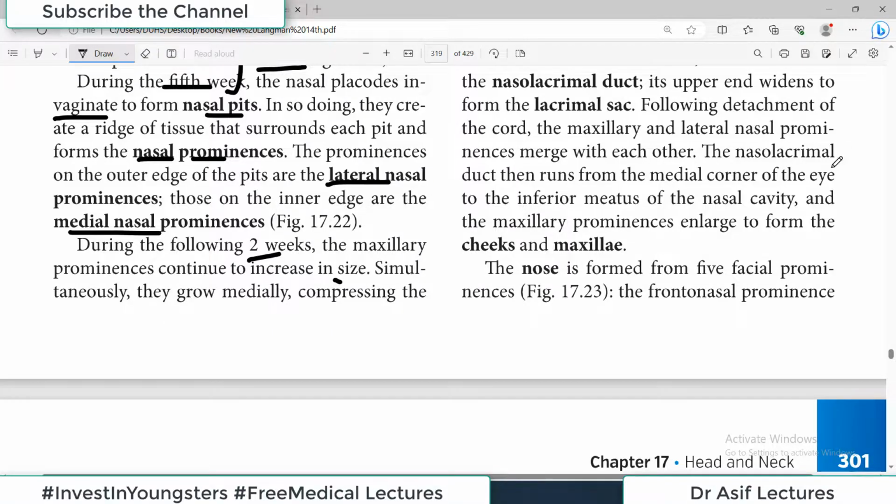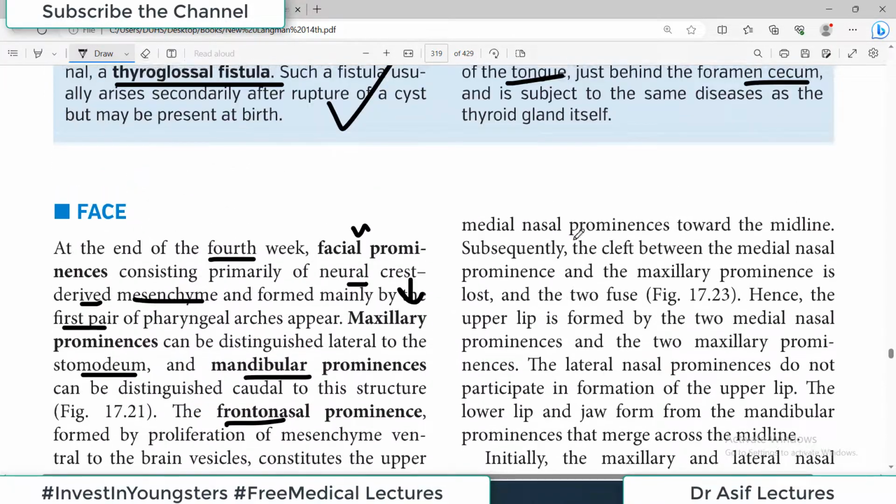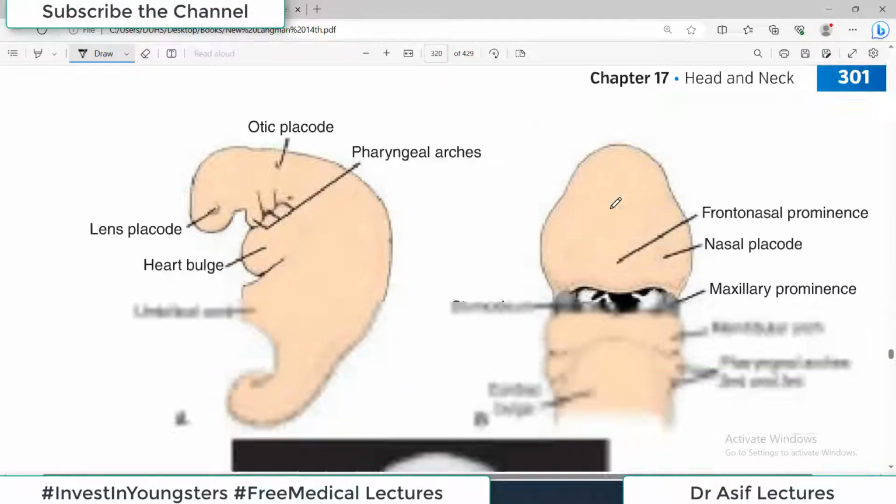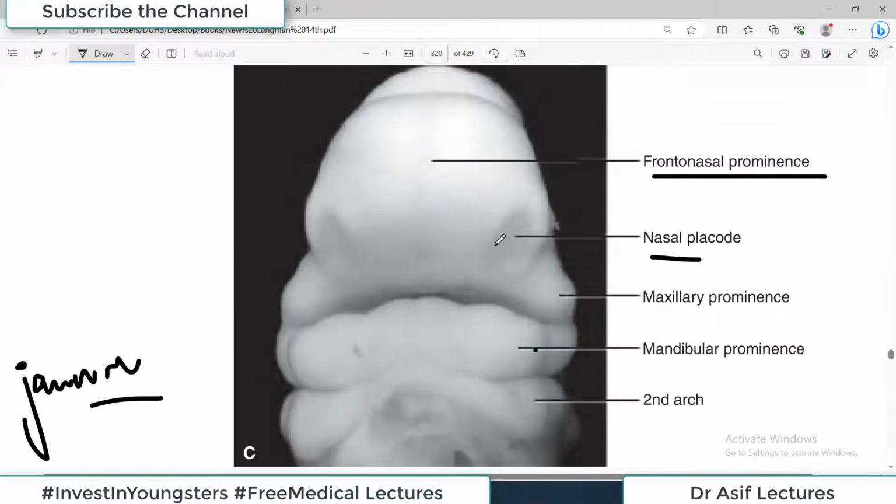Simultaneously, they grow medially, compressing the medial nasal. अब ये, this is now काफ़ी सारी डिटेल, which actually doesn't make sense. It's kind of a storytelling कि ये होता है, ये होता है, ये होता है, but that's what happens, कि आपको प्रोमिनेंसेस पता होनी चाहिए.